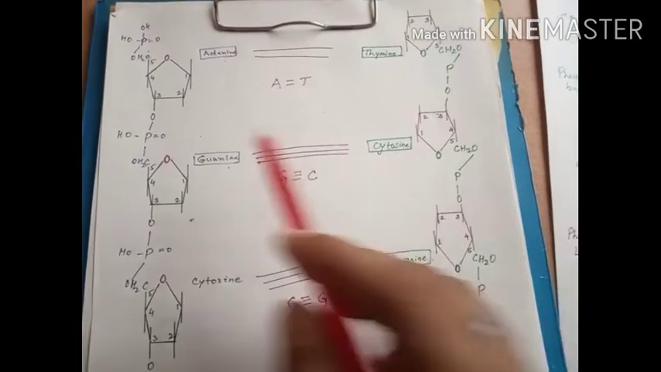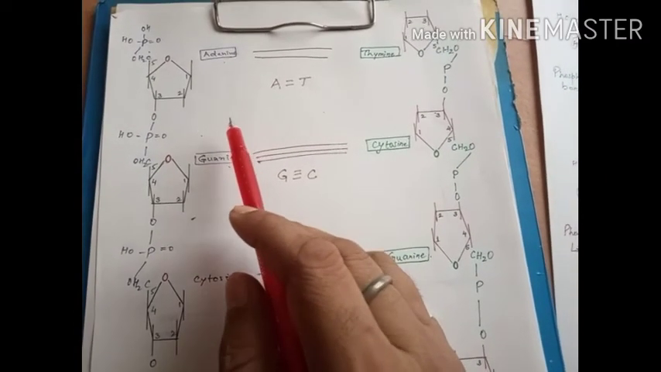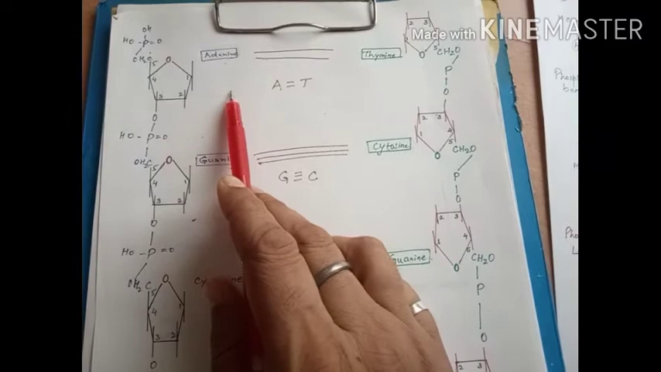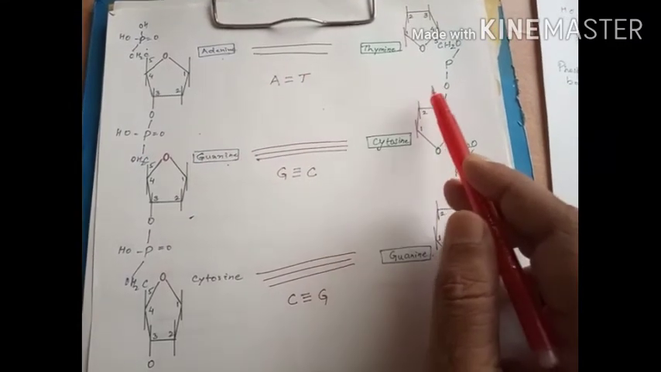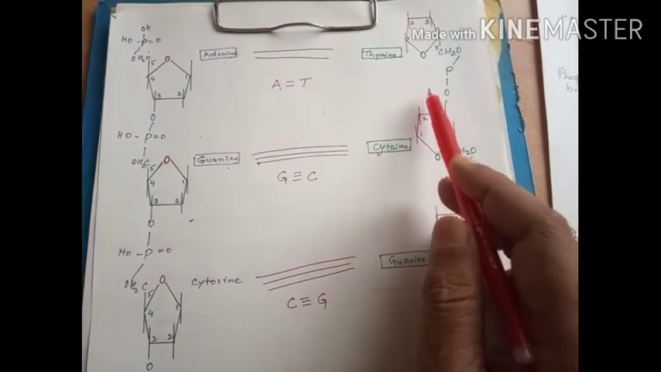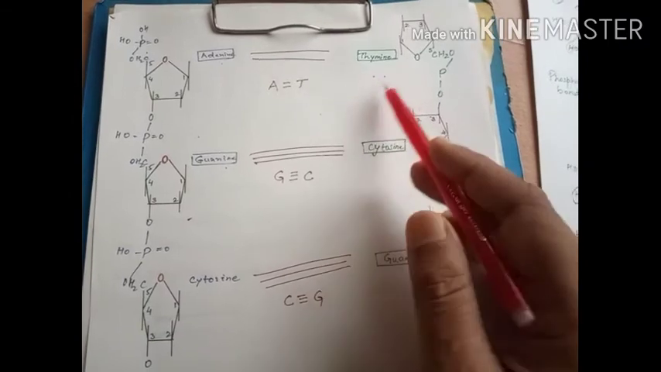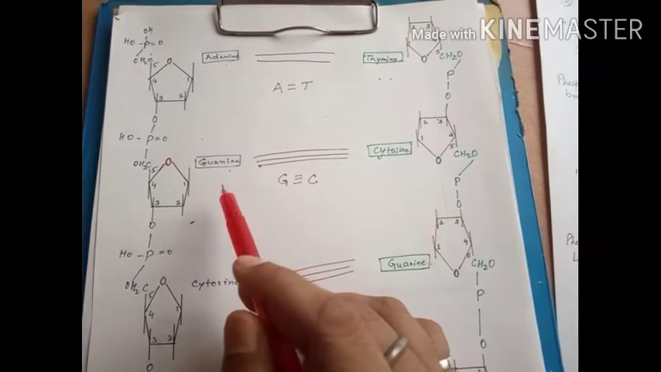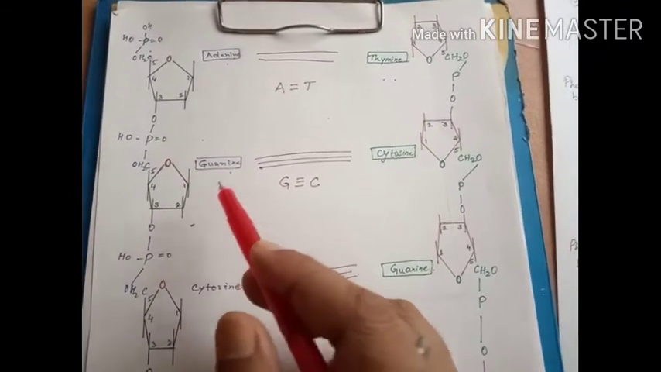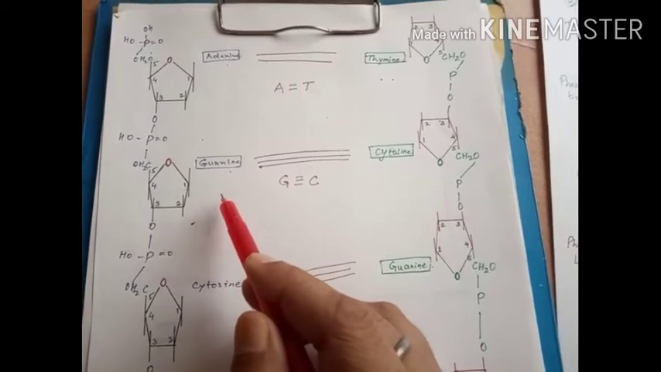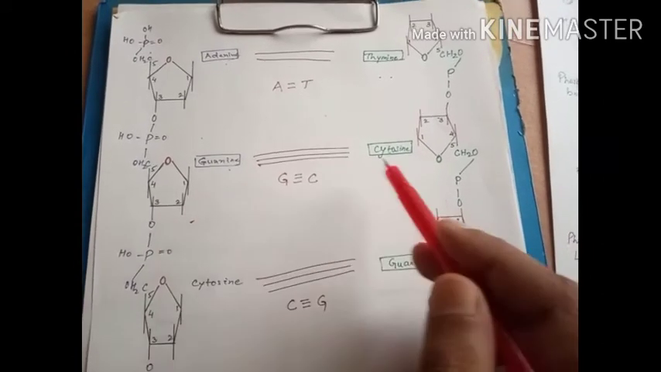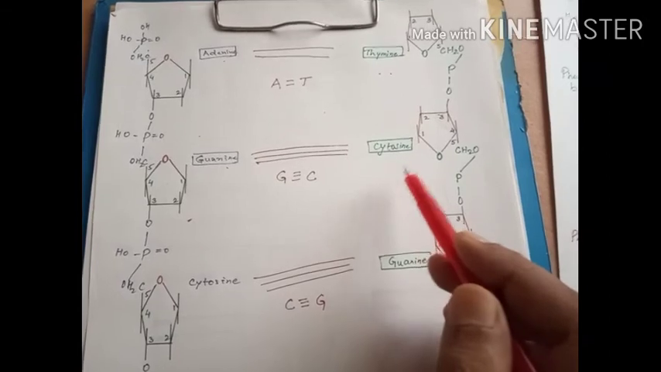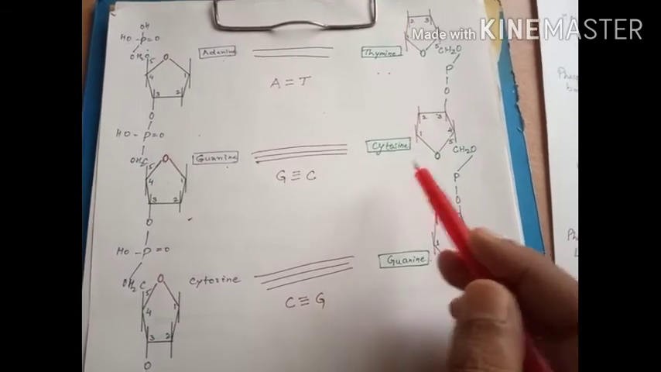For example, if the base in one strand is adenine, then the base in its partner strand would certainly be thymine. Similarly, if the base in one strand is guanine, then the base in its partner strand would certainly be cytosine.